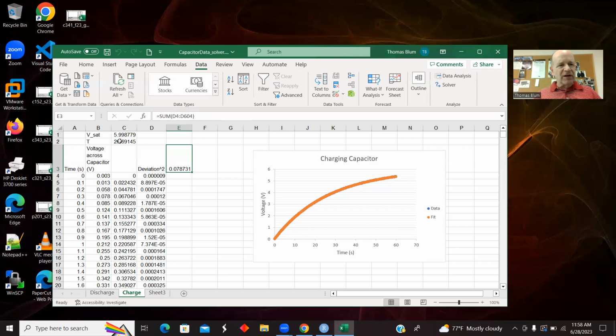So we brought Solver in through the add-ins and just said, here's my criterion. I want this sum of the deviation squared to be minimized. And the things I'm willing to change to do that are my two parameters, the saturation voltage and the time constant. And we see it's a pretty good fit. That's what I wanted to show you.